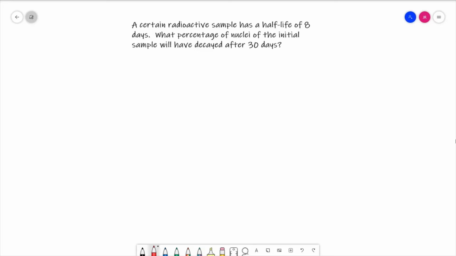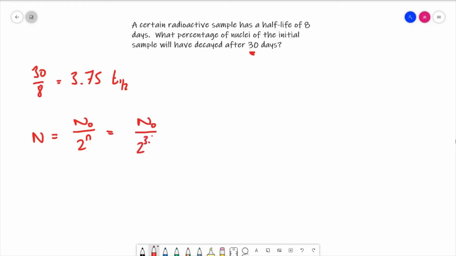So for this question, the first thing that we need to ascertain is exactly how many half-lives 30 days means. So if we do 30 divided by 8, we get 3.75 half-lives. Now the number that are left will be the initial number divided by 2 to the n, where little n is the number of half-lives. So that will be n0 divided by 2 to the power of 3.75. And our calculator tells us that that is 0.0743, etc.